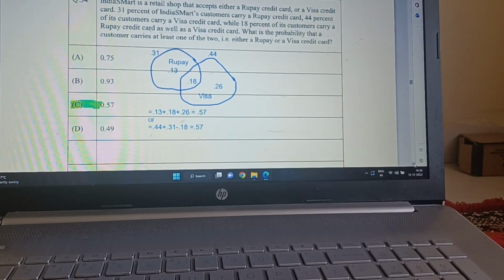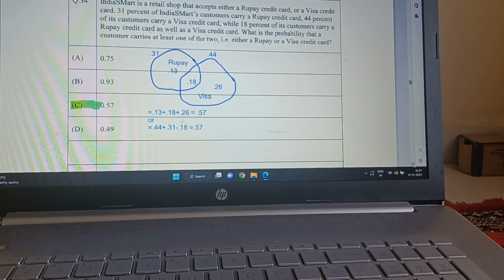Now next question is, India Smart is a retail shop that accepts either a RuPay credit card or a Visa credit card.